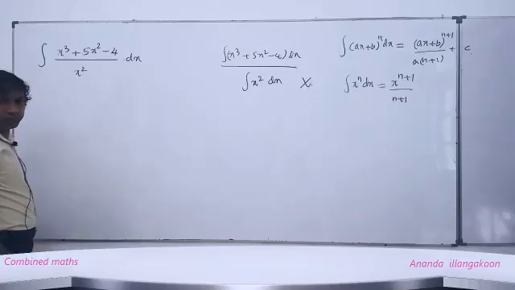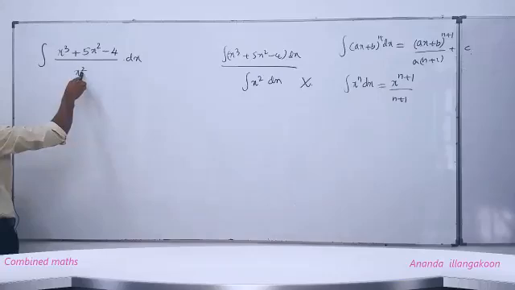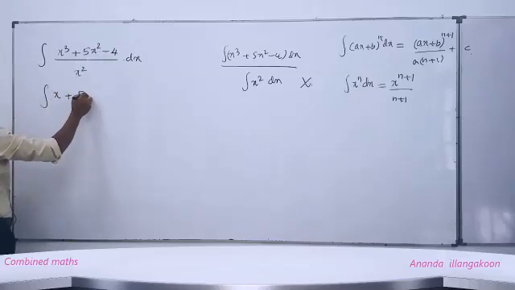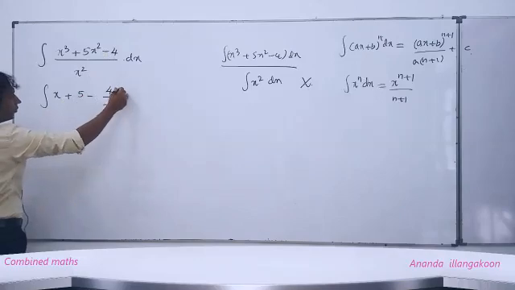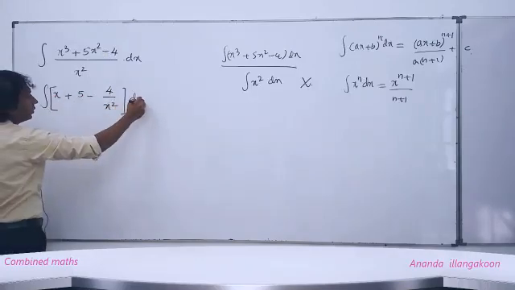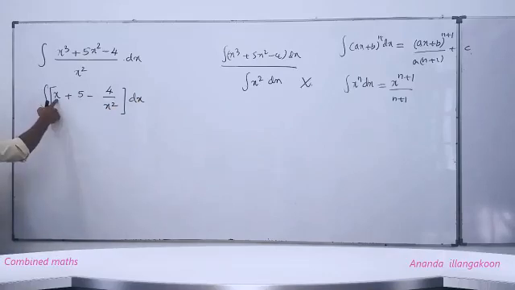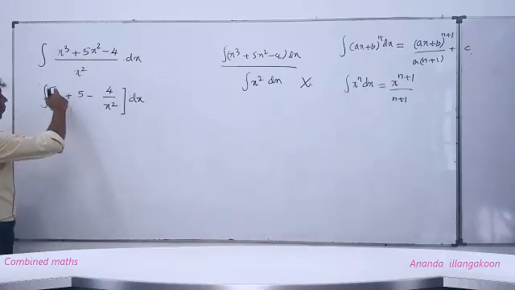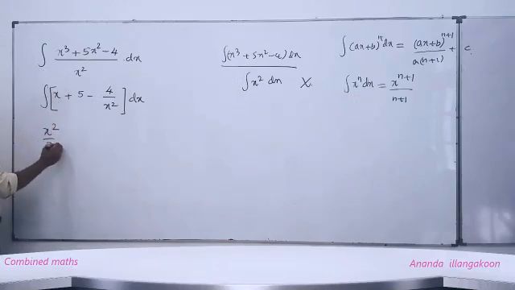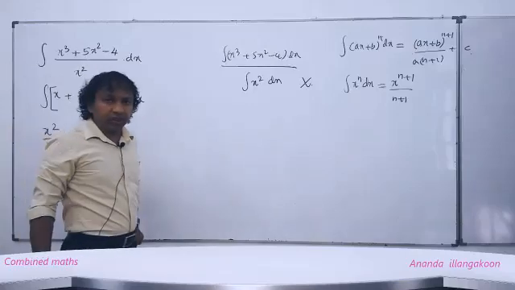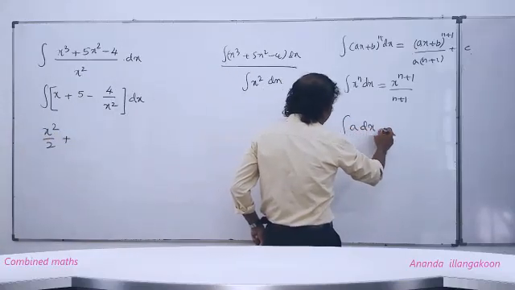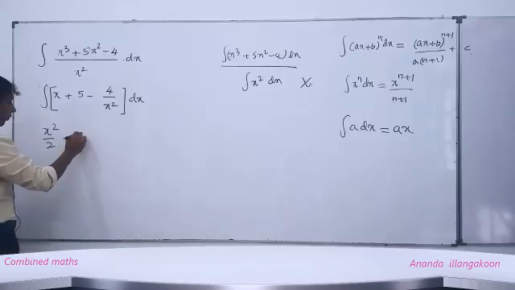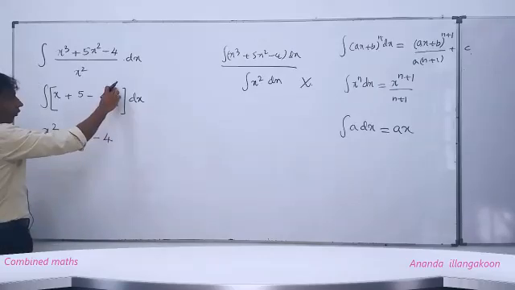To integrate this, divide each term by x squared. x cubed by x squared is x, x squared by x squared is 5, minus 4 upon x squared. Then x can be integrated using the theory: add 1 to the power, 1 plus 1 is 2, so x squared by 2. When we integrate a constant, we get ax, as we learned last week, so this is 5x, and then the 4 upon x squared.